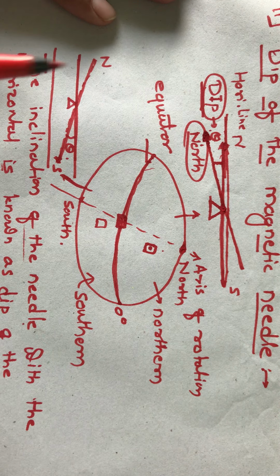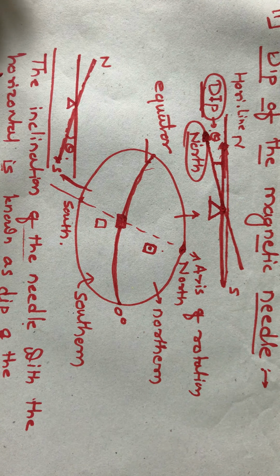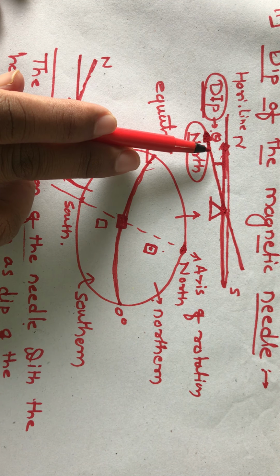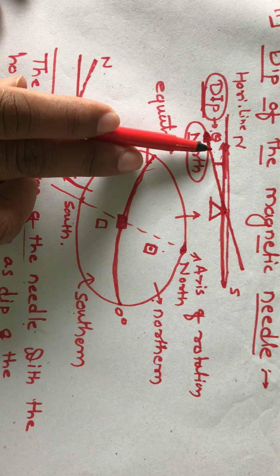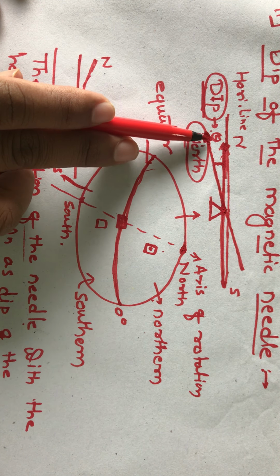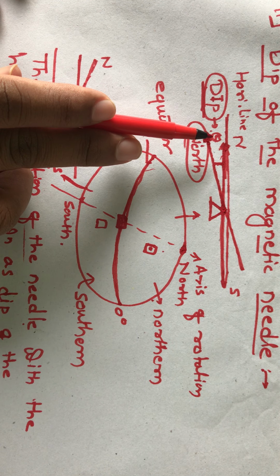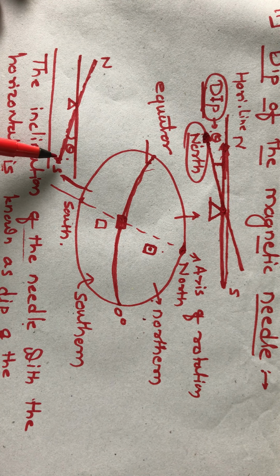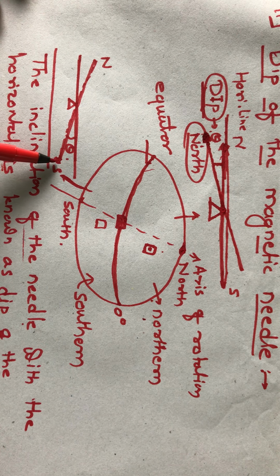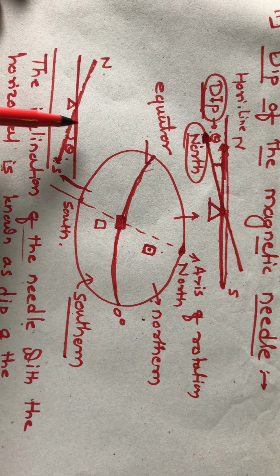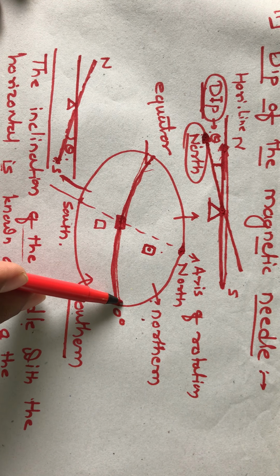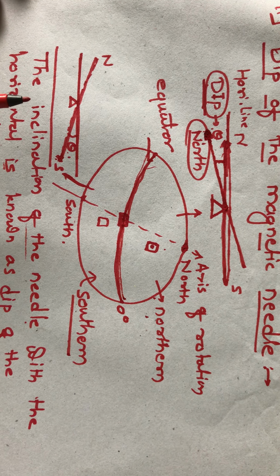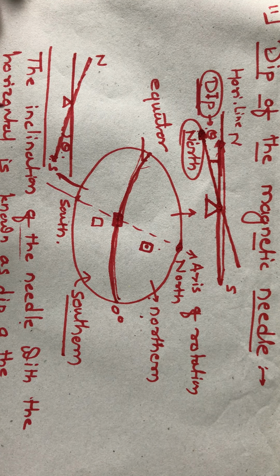We have two types of dip, north dip and south dip. That means in the northern hemisphere, the north end of the needle is deflected downwards, and in the southern hemisphere, the south end of the needle is deflected downwards. This dip is 0 at the equator, which means the needle is exactly horizontal. So that's why we have the dip of the magnetic needle.